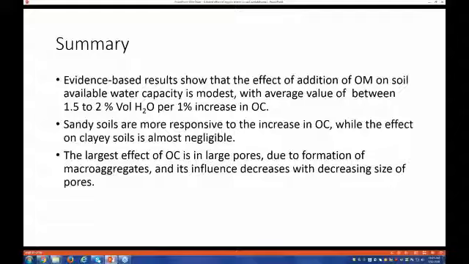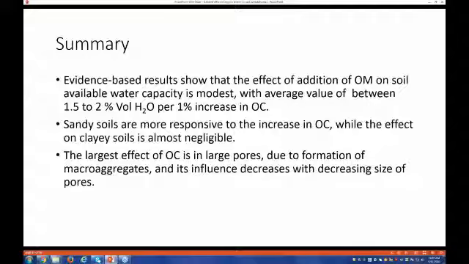So the evidence-based results show that the effect of the addition of organic matter on available water capacity is very modest. The average value is between 1.5 to 2% volume of water with every 1% increase in organic carbon. But sandy soils are more responsive. So if your soil is sandy, with less clay, adding organic matter may help.